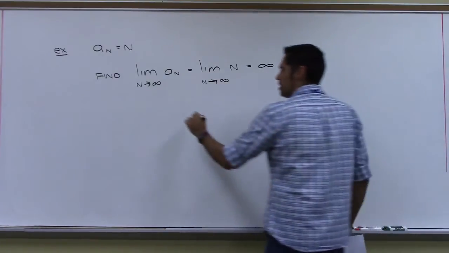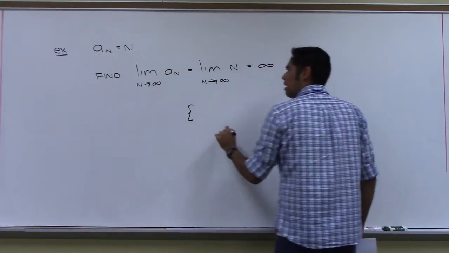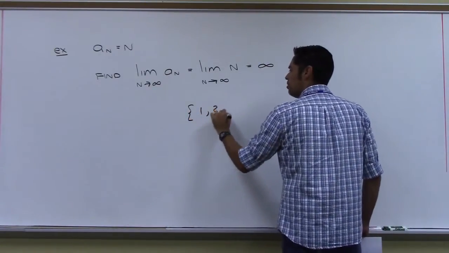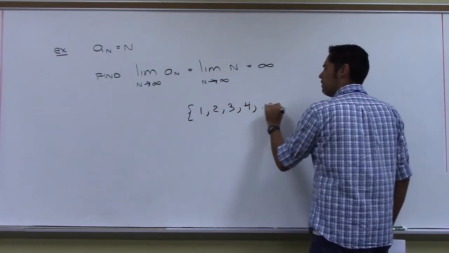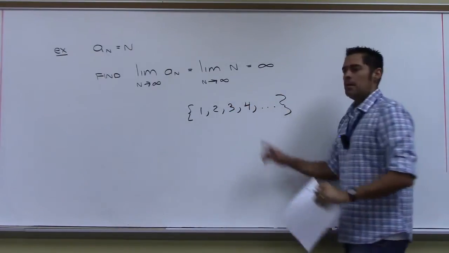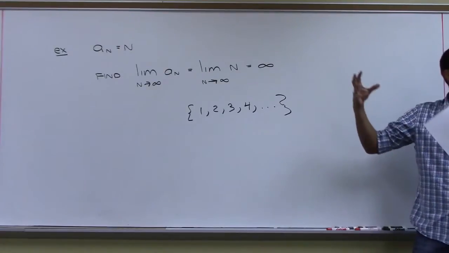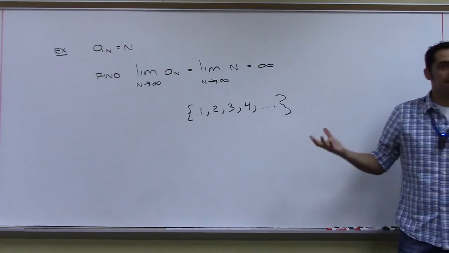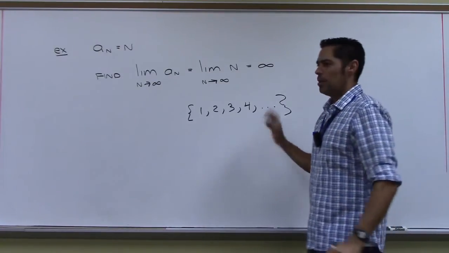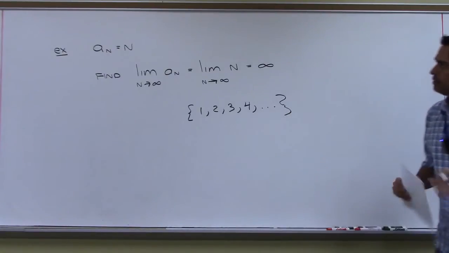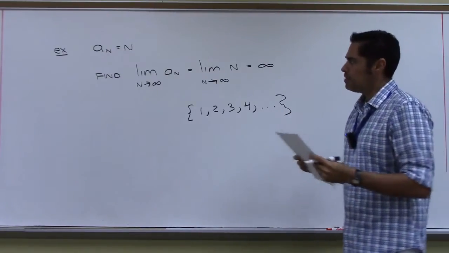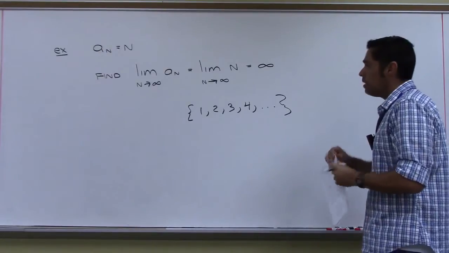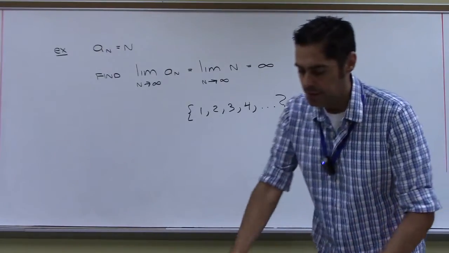We could write out the sequence and see that also. The sequence would be 1 followed by 2 followed by 3 followed by 4 forever and ever, right? So as you go further and further out, that number just blows up. It becomes infinitely large. With me? Okay. Now let's change the sequence, make it something a little more interesting. How about 1 over n instead of just n?